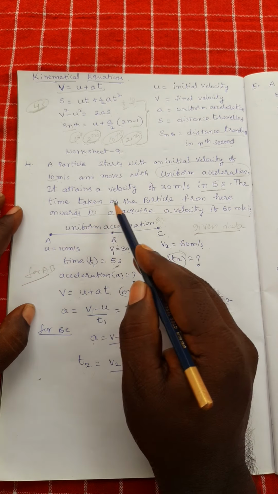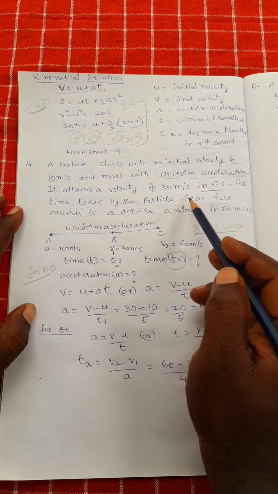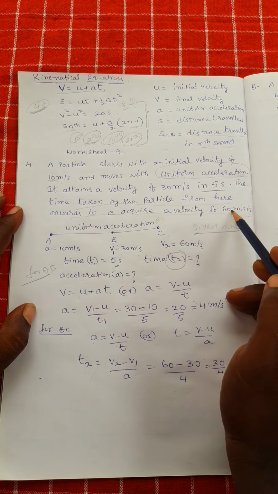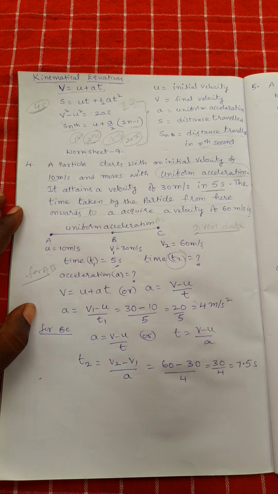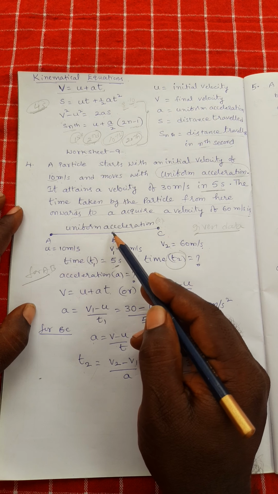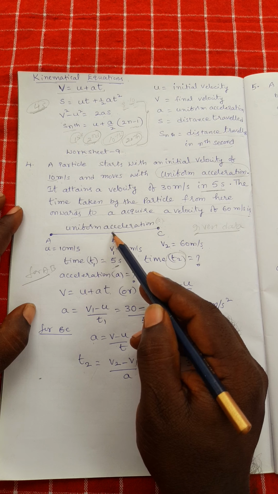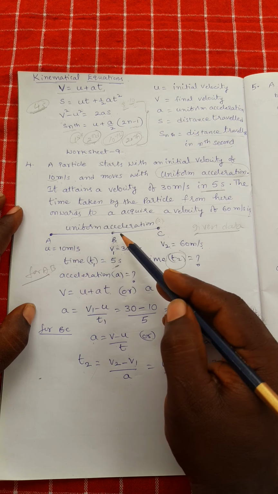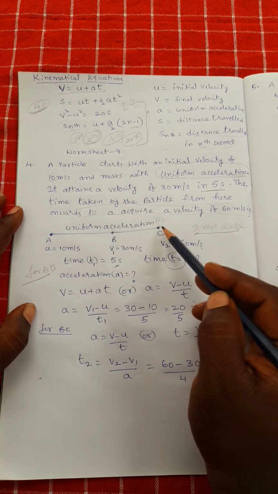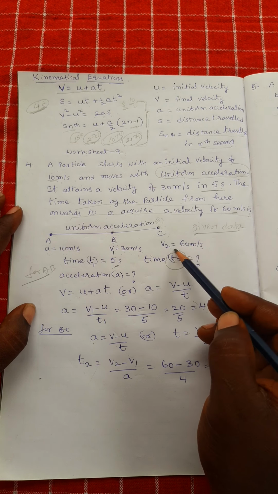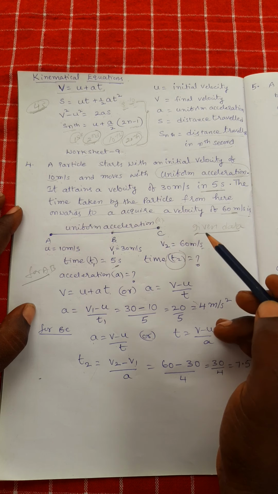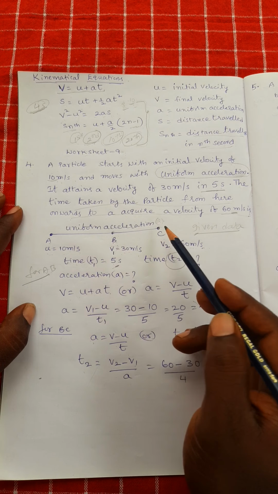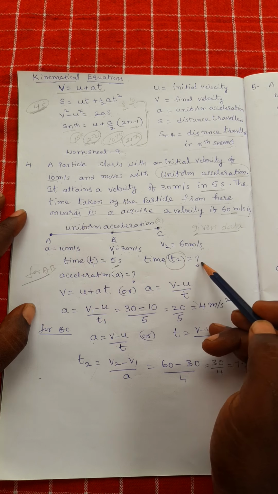The time taken by the particle from here onwards to acquire a velocity of 60 meter per second is? Here onwards means from point B onwards, from point B to reach point C. Consider the point C here. So from point B to point C, at point C the velocity is given as 60 meter per second. So what is the time taken by the particle from point B to C?